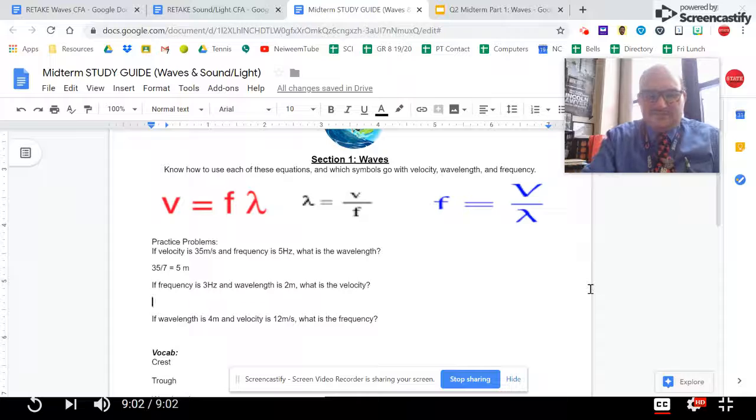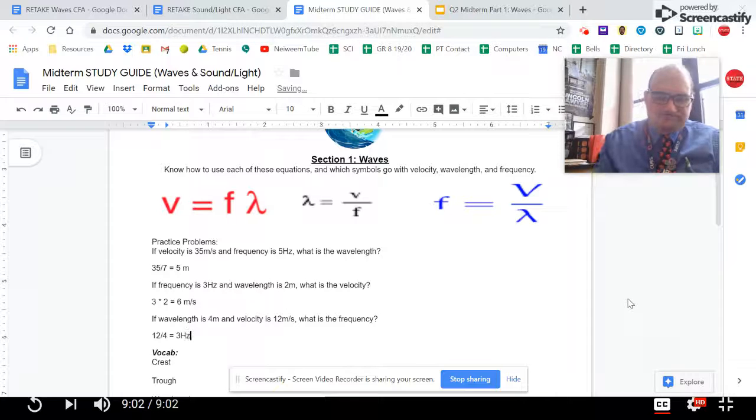If the frequency is 3 hertz and the wavelength is 2 meters, what is the velocity? 3 times 2, and that's going to equal 6, and it's velocity, so it's 6 meters per second. If the wavelength is 4 meters and the velocity is 12 meters per second, what is the frequency? So we put the order differently here. This is going to be 12 divided by 4, which you should know equals 3, and it's going to be in frequency, so it's 3 hertz.